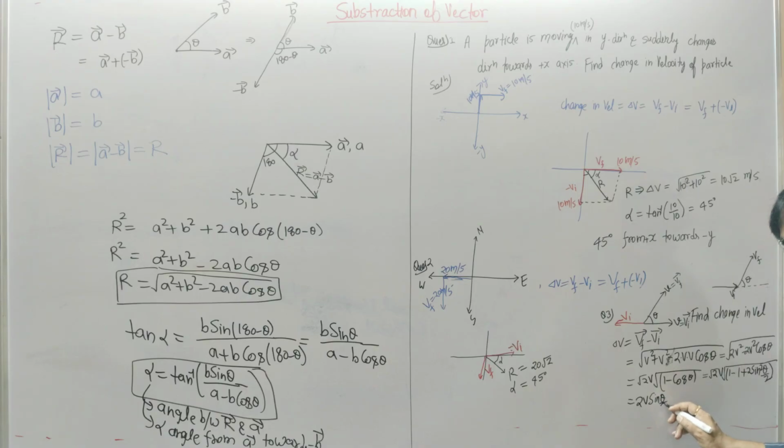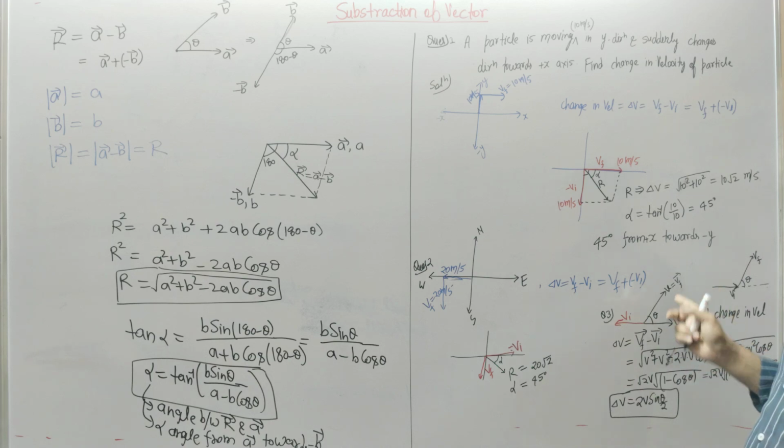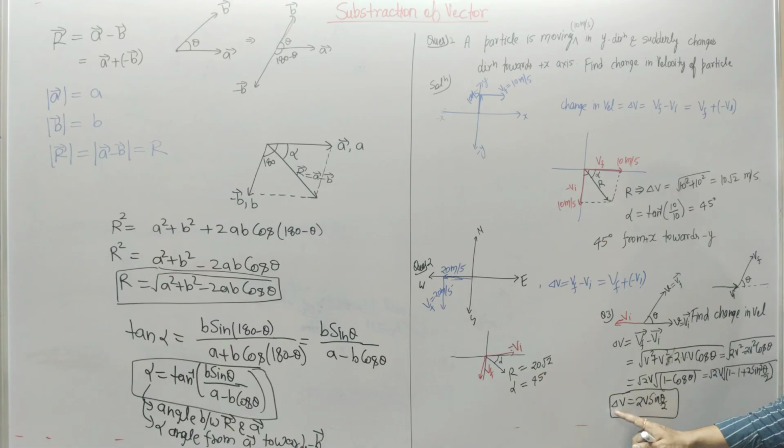So this is a very standard value, that's why I solve it this way. You can remember this kind of problem: if the magnitude of both vectors is the same and we subtract one vector from another in such a way that the angle between both vectors is theta, we can find delta v, the subtraction of two vectors acting at theta angle, so 2V sin theta by 2.